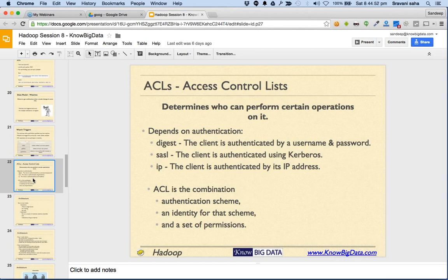Basically, access control in any software has two parts. First is called authentication, the other is called authorization. Authentication means, anyone? What does it mean by authentication?